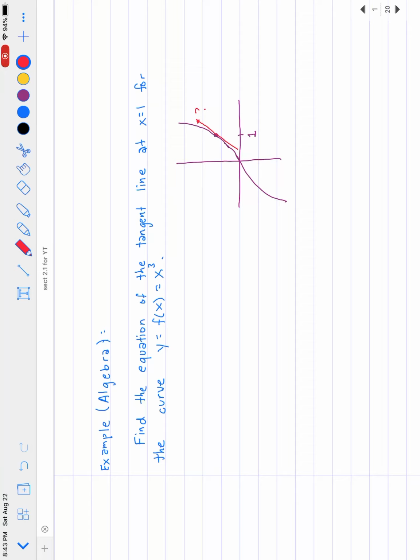Now, is it going to be only one single line? The answer is yes. There's only going to be one single tangent line for any given point. It's not going to be any other one, okay? So let's go ahead and try to figure that out.